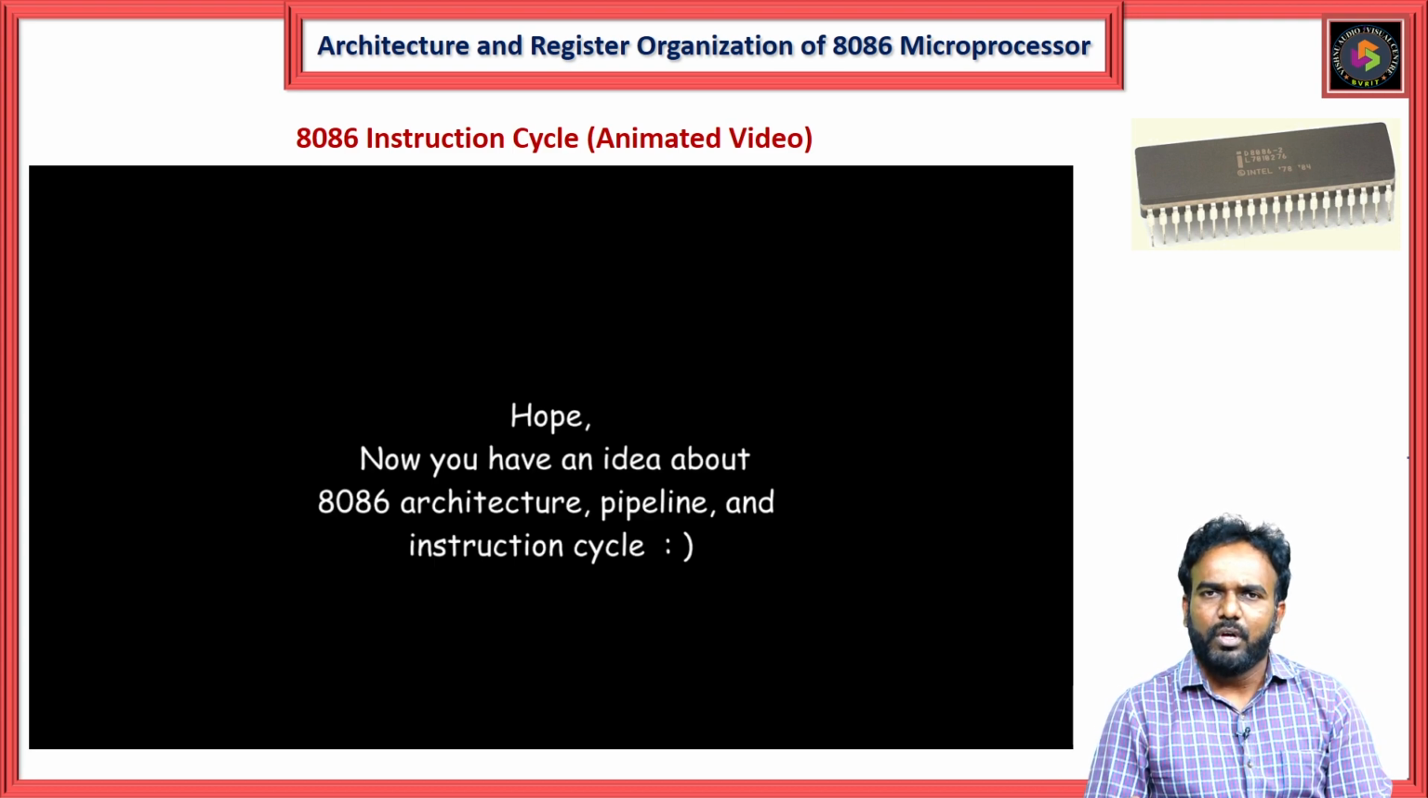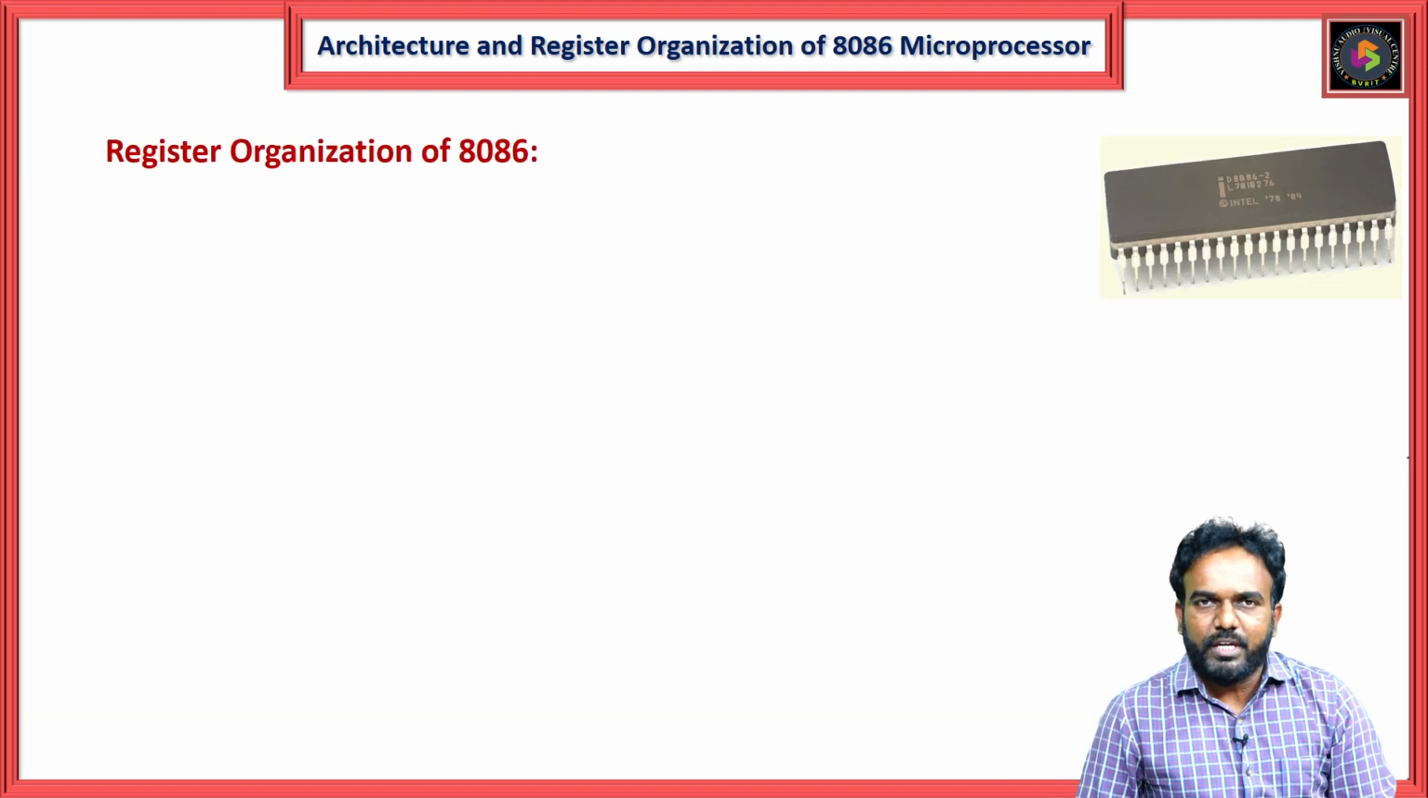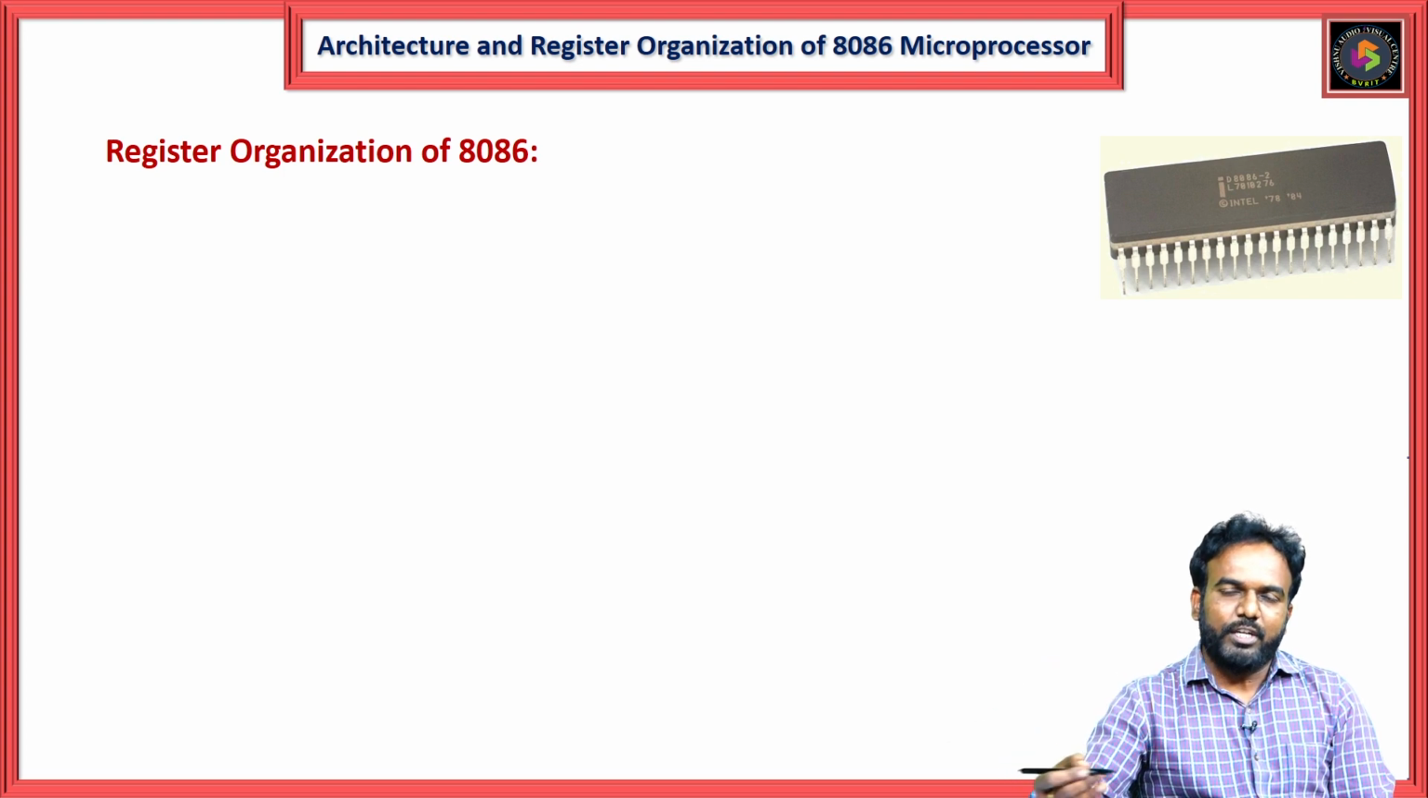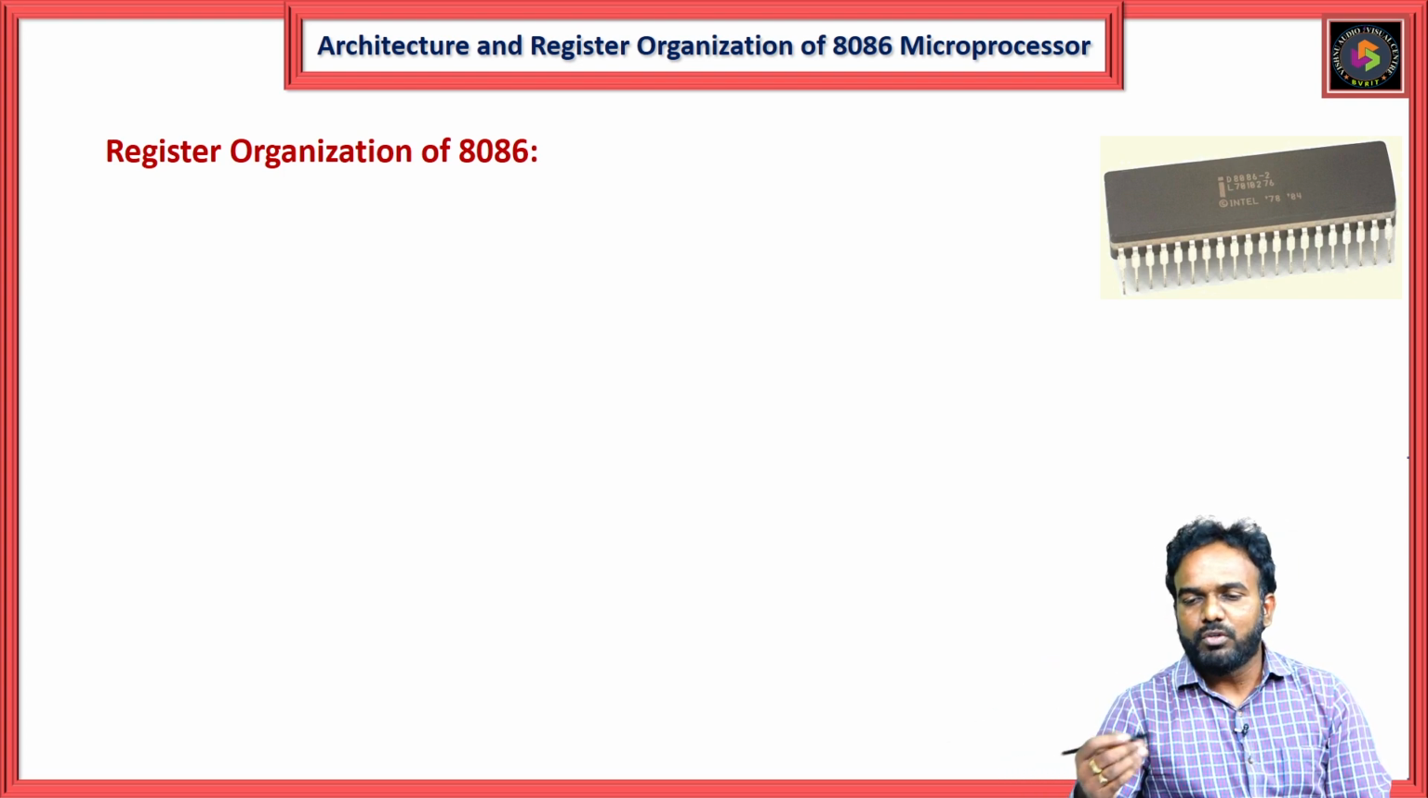This is one small video. I hope you are able to understand the internal operation of our 8086 microprocessor and how it works with the instructions. Now we are going to check that the architecture of the 8086 microprocessor also contains a set of registers to perform different types of operations.